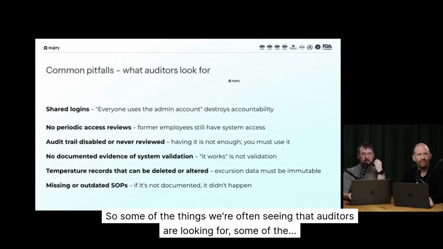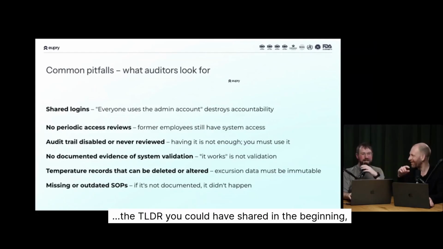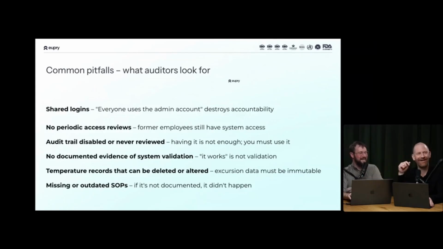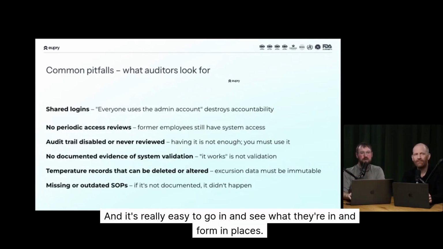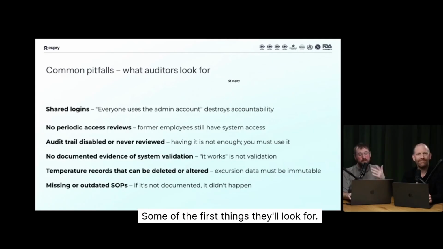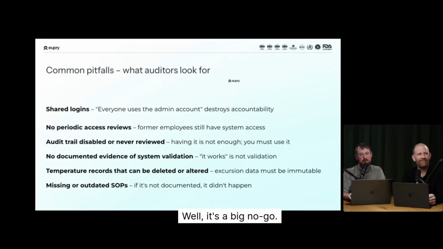So some of the things we're often seeing that auditors are looking for, some of the easy ones to get past here: shared logins. Basically the TLDR you could have shared in the beginning. This is the cheat sheet. Shared logins, don't do it. I think we've gone over that in full detail. Secondly, no periodic access reviews, and it's really easy to go in and see whether any former employees have access. It's some of the first things they'll look for. Do former employees have access to these systems? Well, it's a big no-go.